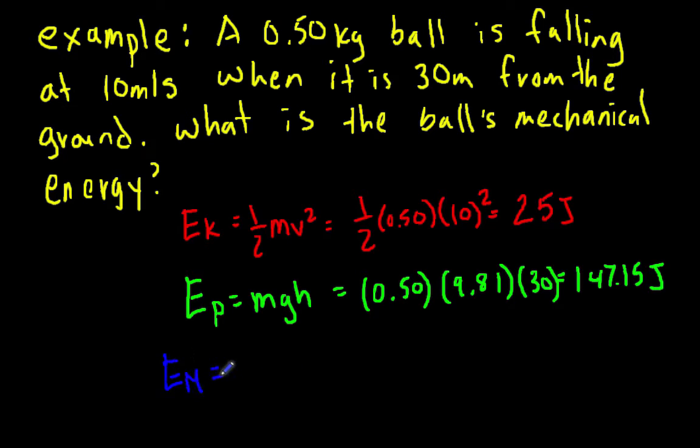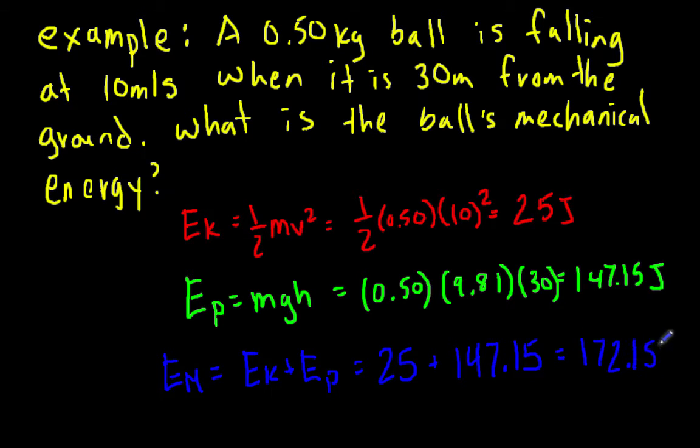The total mechanical energy is Ek plus Ep. So it's the 25 joules plus 147.15 joules, which is 172.15 joules, and in correct significant digits, this is 1.7 times 10 to the 2 joules.